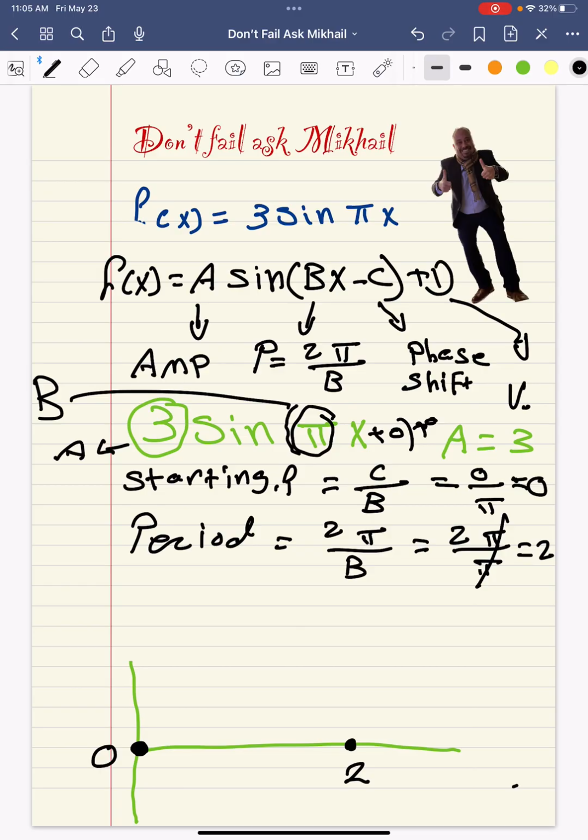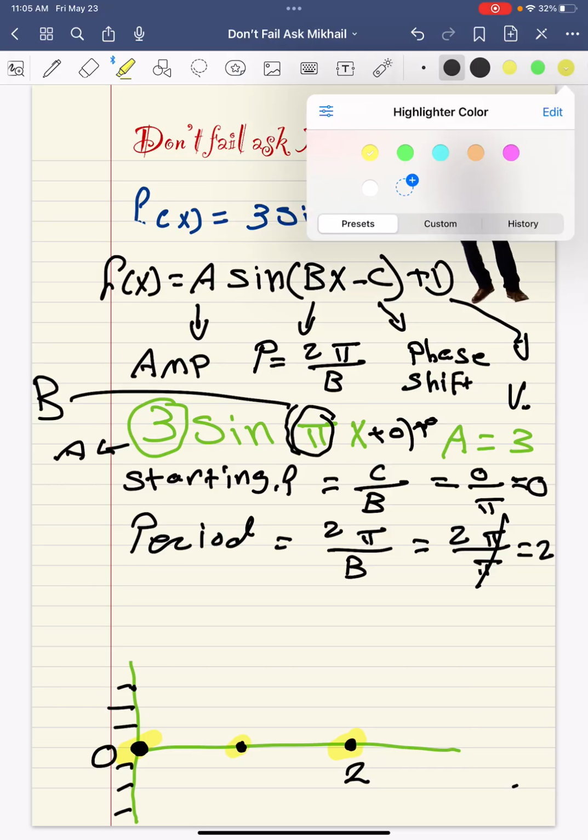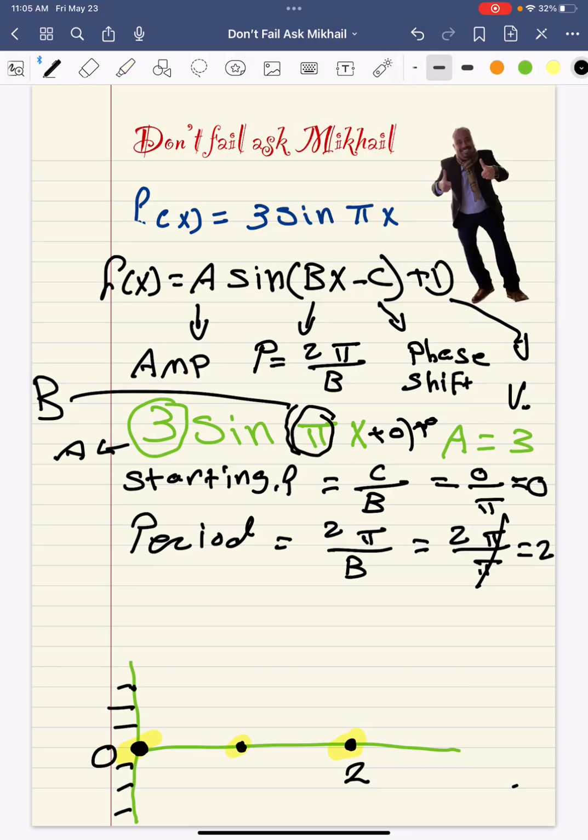So what's my amplitude? It's 3. 1, 2, 3. That means the highest point of the graph is going to be at 3. Now, this part from 0 to 2, you need to break it into 4 equal parts. So 1 point exactly in the middle here. Okay? These 3 points are intercepts. Let me highlight it with the same color. Another point is going to be exactly in the middle here. Okay, let me make it a different color.